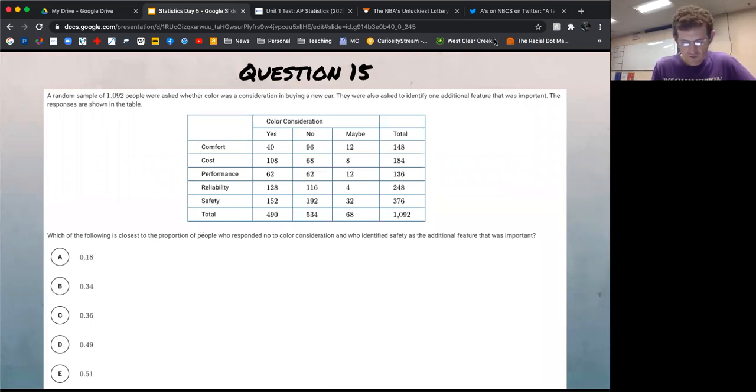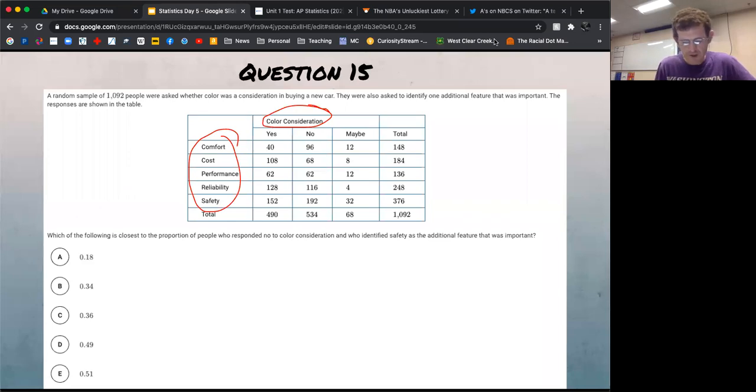All right, so this is a two-way table, and it's a consideration of whether color was a consideration when you were buying the car, and what was one feature that was really important to you. So that's going to be these right here. This type of question, I wanted to talk about it because it's very tricky. It's the wording of the question that will determine how you answer it. I'm going to give you two possibilities here. These are, in my mind, one of the trickiest types of questions.